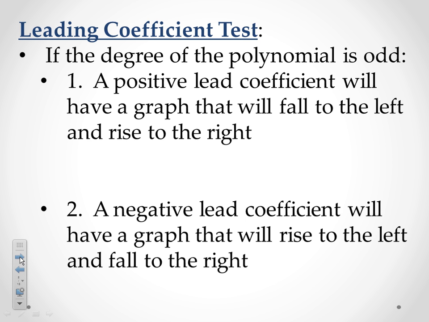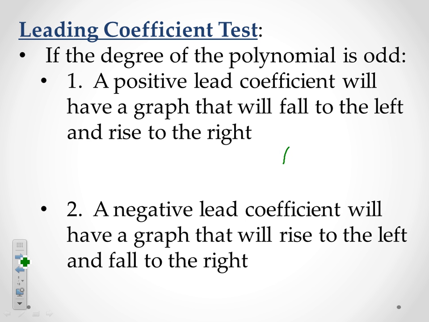Now, when we're trying to figure out these tendencies a little bit more accurately, we can do something called the leading coefficient test. The degree of the polynomial. Remember, we had a lesson or two ago, or it must have been yesterday, the degree of the polynomial is the highest exponent that's in the function. All right, so if the degree of the polynomial is odd, so the highest exponent is odd, a positive lead coefficient will have a graph that's going to fall to the left and rise to the right.